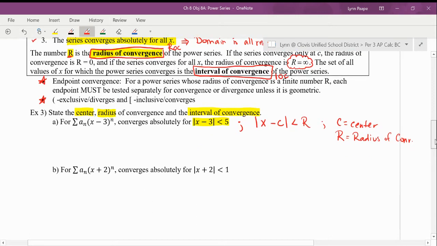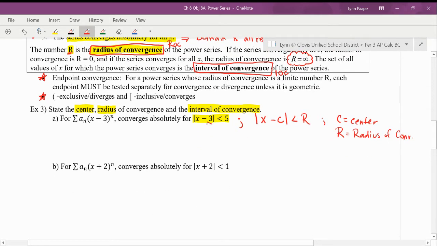And then hopefully you are taking note of the fact that this is x minus 3, x minus 3, okay? X plus 2, x plus 2. Okay, so what is my center then? So my center will be equal to 3 because that's what I'm subtracting from x. My radius of convergence will be 5 because there's a 5 right here, right? So x minus c is less than r.